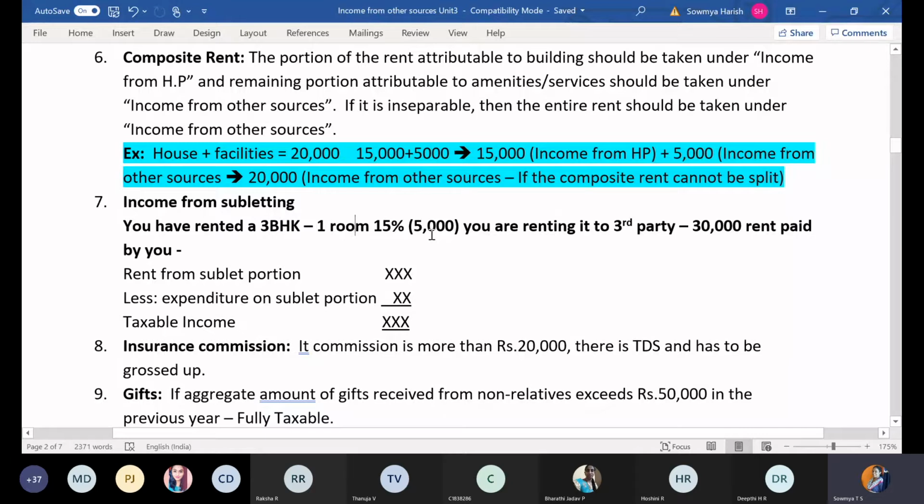Did you all understand the concept of subletting? First of all, you are staying in a rented house. In that rented house, one portion you are giving on rent to somebody else, and you are earning income from the rented house. That is income from subletting. Got it?